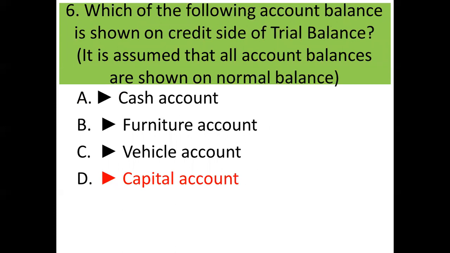Next, which of the following account balances is shown on the credit side of a trial balance? It is assumed that all account balances are shown as normal balances. The capital account is the only one which is shown on the credit side of a trial balance. Cash account, furniture account, and vehicle account are shown on the debit side of a TB.